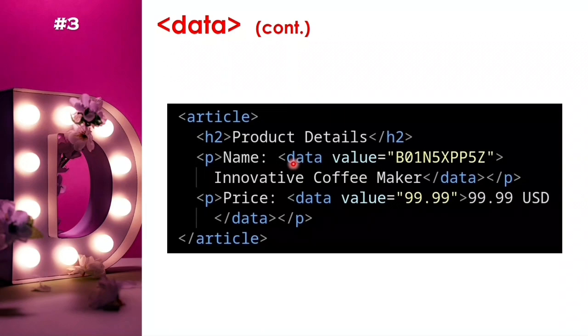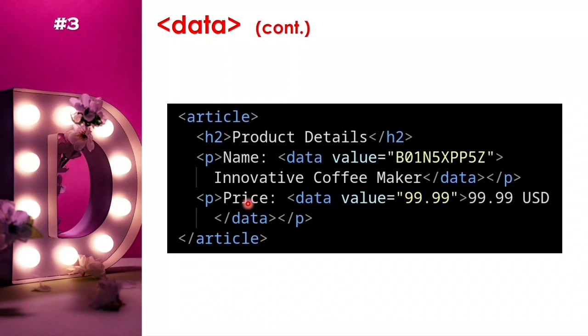You can see I have a product whose name is Innovative Coffee Maker and the price is 99.9 USD. If I don't write this with a data element, it's perfectly fine. I have the name Innovative Coffee Maker and price 99.9 USD. That is vanilla text, and that's what will be shown in the browser to the users.